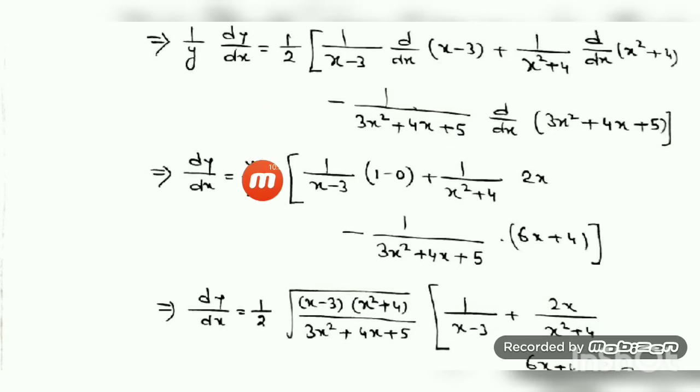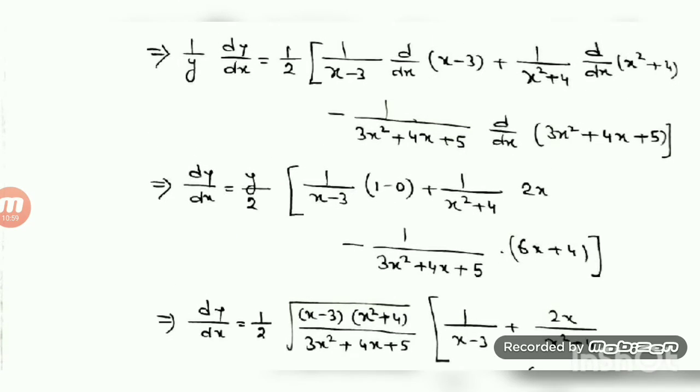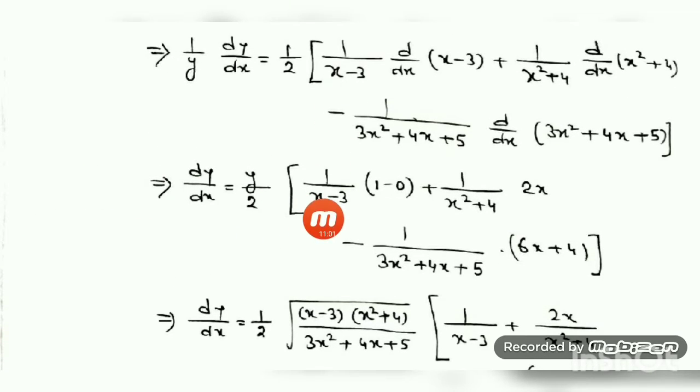I will just bring this y to the right side by 2. And let us do the simplification of this step. 1 by x minus 3, d/dx of x is 1, d/dx of constant is 0. So it is 1 minus 0. 1 by x square plus 4, d/dx of x square is twice x, d/dx of constant is 0. So twice x I have written here. Minus 1 by 3x square plus 4x plus 5 into d/dx of this expression. 3 is constant, d/dx of x square is twice x, so 6x. 4 is constant, comes out, d/dx of x is 1 and d/dx of constant is 0. So d/dx of this expression is this much.